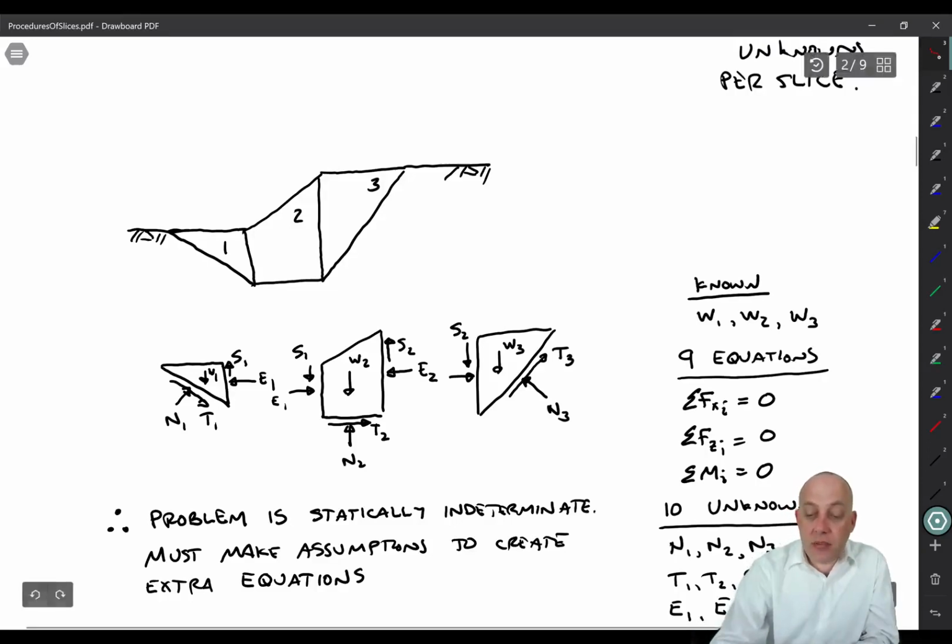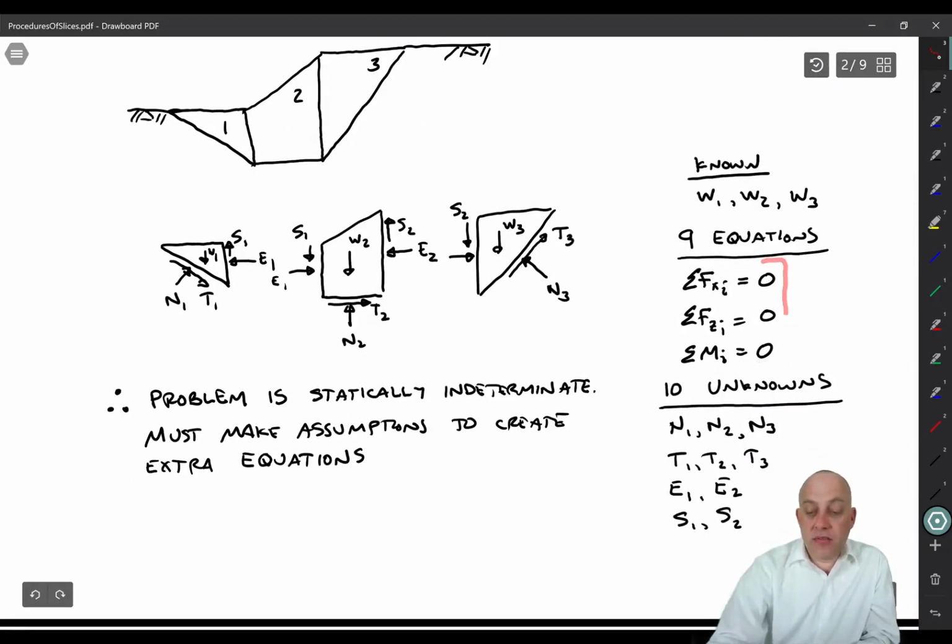And we have 9 equilibrium equations. For each slice, we can sum forces and moments. And in this case, we have 10 unknowns, right? There's N1, N2, and N3, T1, T2, and T3, and then there's E1, E2, and S1, S2. So still, that's too many unknowns for us to solve, given the equations that we have available.